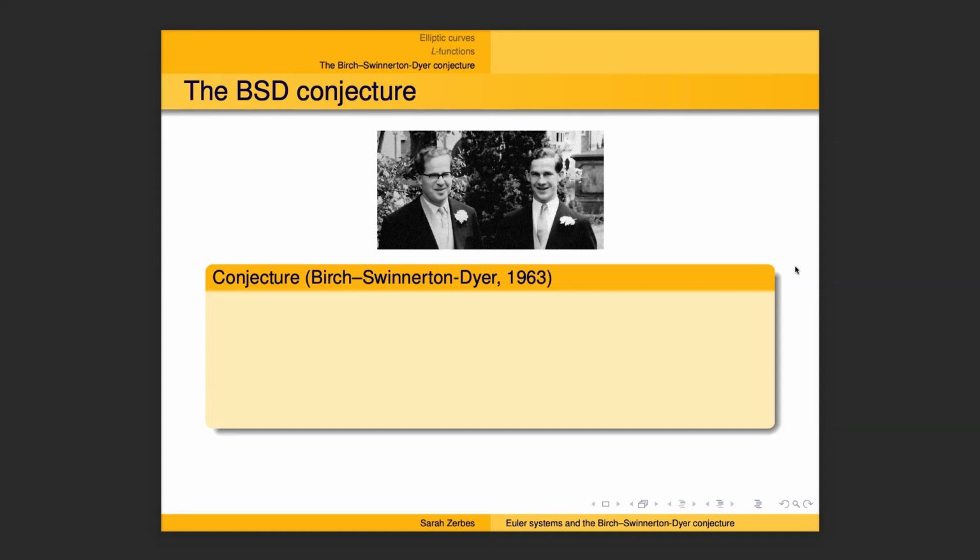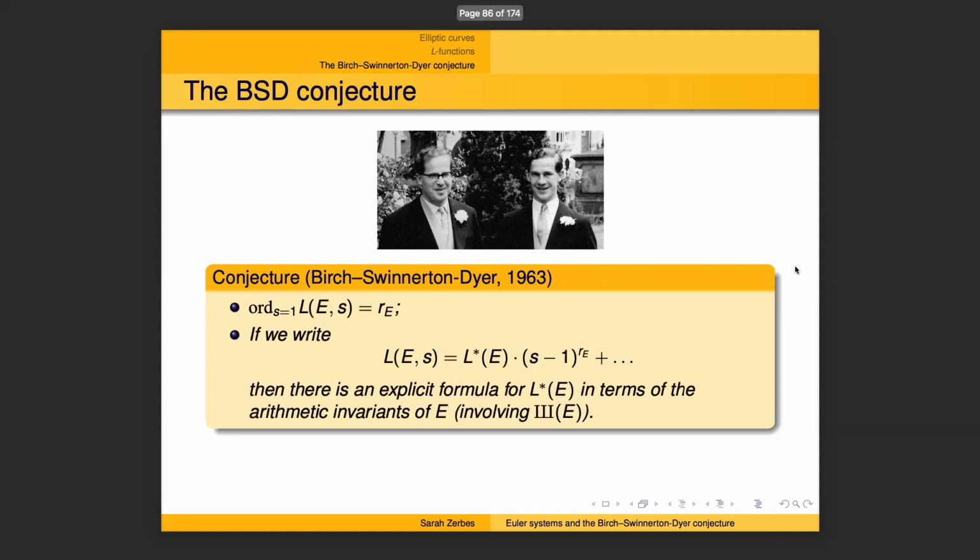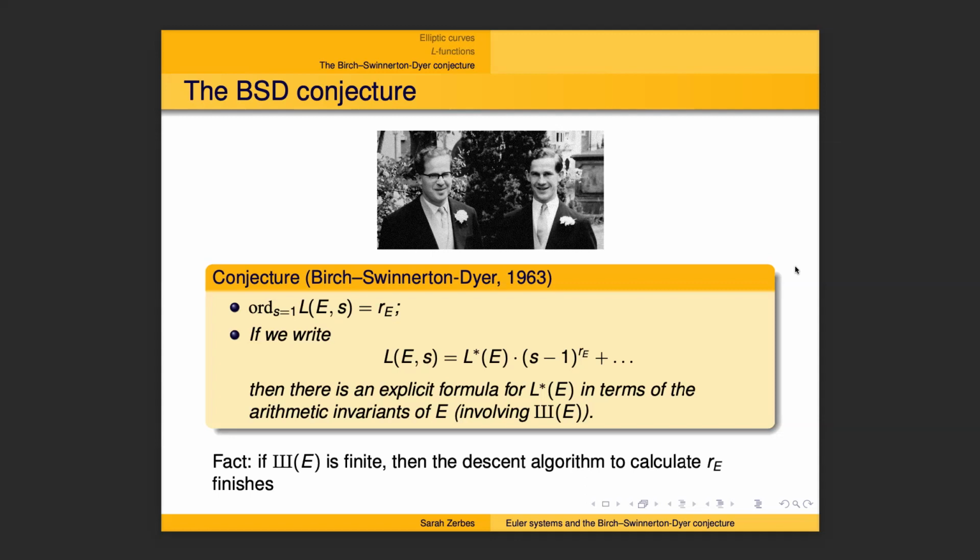Well, that was not the only outcome of the experiments. They formulated the following conjecture, namely that the order of the L function at the point S equals 1 determines the rank of the elliptic curve. And even more, if you develop the L function as a Taylor series around the point S equals 1, then there is an explicit formula for the leading term in terms of the arithmetic invariants of the elliptic curve. And these arithmetic invariants involve a very mysterious group, the so-called Tate-Shafarevich group, which is closely related to the question of the descent algorithm for computing the rank.